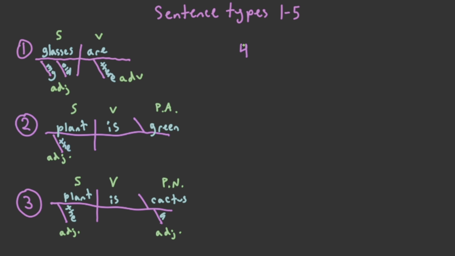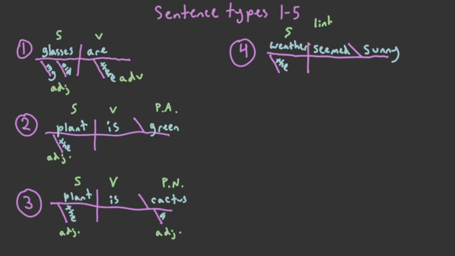Now, for this last example, you may have already seen the similarity it has with sentence pattern 2. The weather seems sunny contains another predicate adjective, which defines the weather. And as you can see, the diagram looks exactly the same as pattern 2, the only difference being the type of verb that we're working with. And just like the relationship between patterns 4 and 2, patterns 5 and 3 look identical. The only difference being that pattern 5 uses a linking verb instead of a be verb. Here's an example to show the difference.